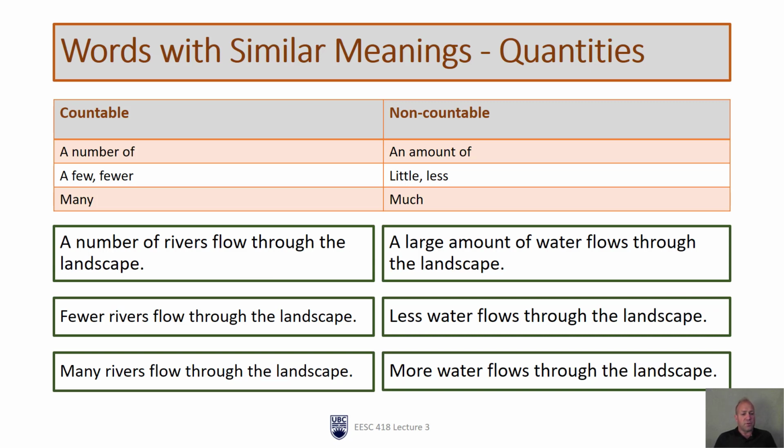I'll use another example. Fewer rivers flow through the landscape. If I were to say less rivers flow through the landscape, some people might notice that's incorrect, some people might not. A lot of people would just say less. We use that in everyday language. It is incorrect though. So less water flows through the landscape, fewer rivers flow through the landscape. Similarly, many rivers flow through the landscape, but more water flows through the landscape. So depending on whether it's countable or non-countable, we should stick to the proper qualifier.